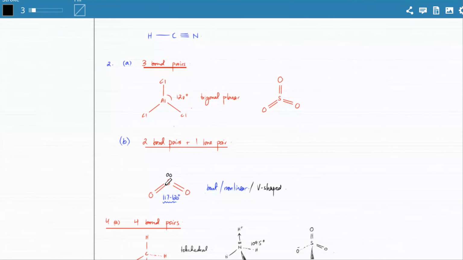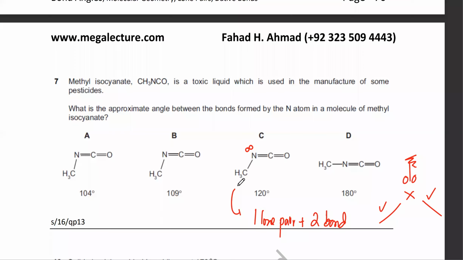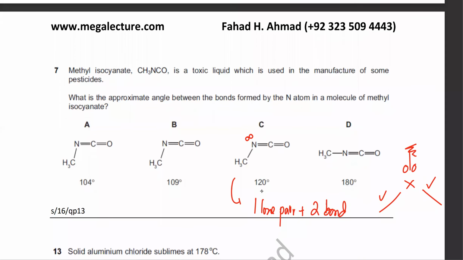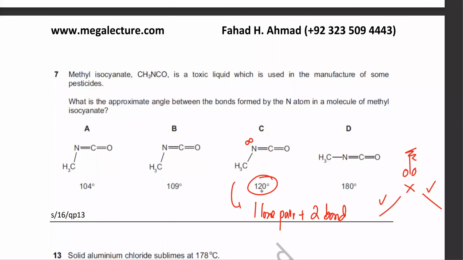There are lone pairs and there are two pairs of bonds. It would be linear if there was no lone pair. Then you would have just these two and they would be as far away from each other as possible. But not in this case. The angle would be approximately 120 or 117 to 120. Is that clear?